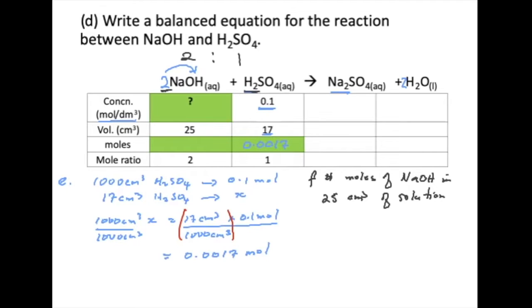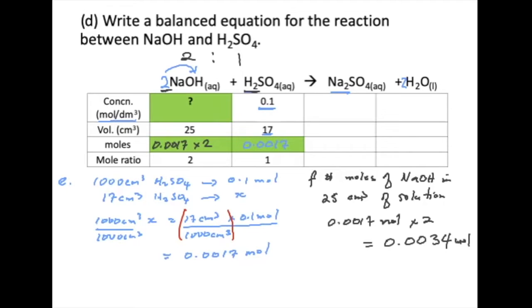So if 0.0017 moles was present in the 17 cm cube of the sulfuric acid that was used, it means that in that 25 cm cube of the base that was used, 0.0017 moles times 2 would be present. So that would be 0.0017 times 2, which would be equal to 0.0034 moles. So there we are. Our table is now filling out nicely.